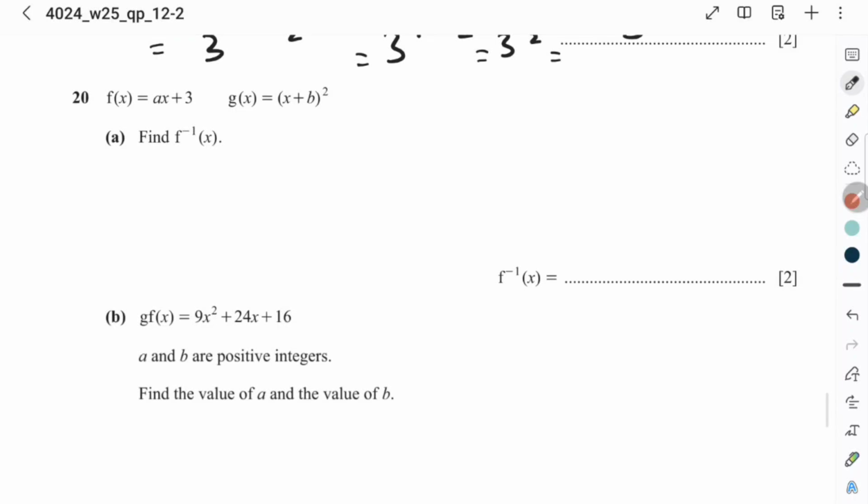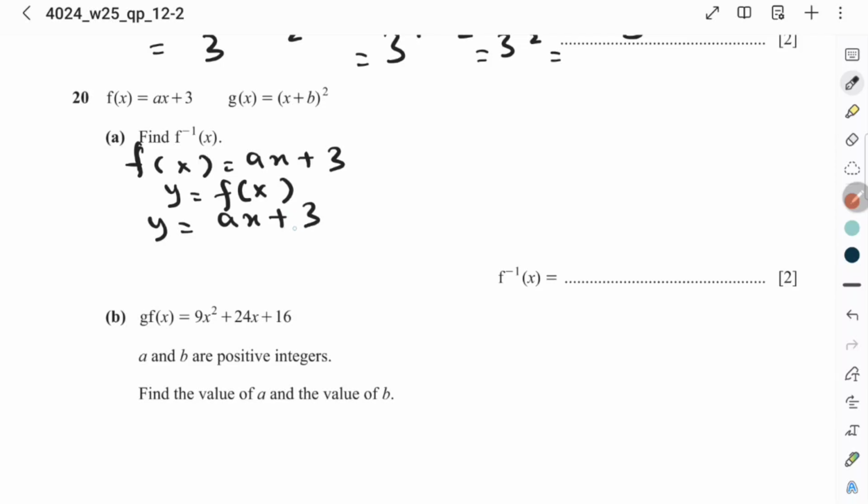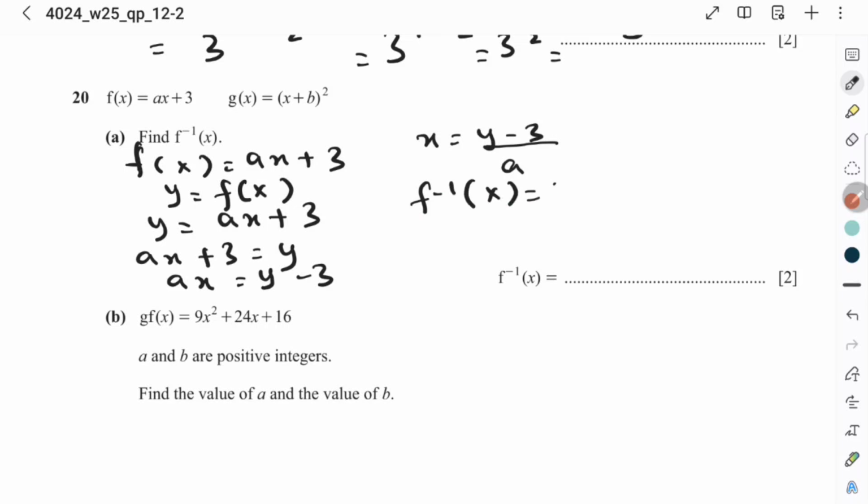Now question number 20. Fx is equal to ax plus 3, g of x is equal to x plus b whole square. Find f inverse x. Fx is equal to ax plus 3. Let y be equal to fx. y is equal to ax plus 3, make x the subject. ax plus 3 is equal to y, ax is equal to y minus 3, and x is equal to y minus 3 over a. F inverse x is equal to x minus 3 upon a.